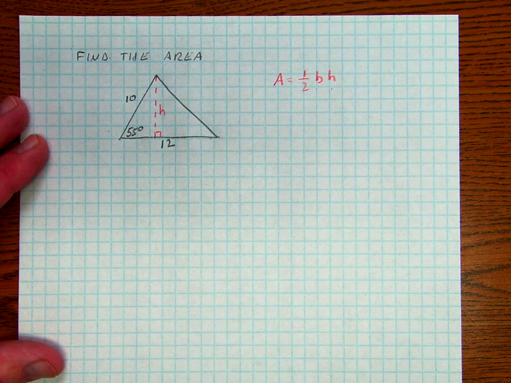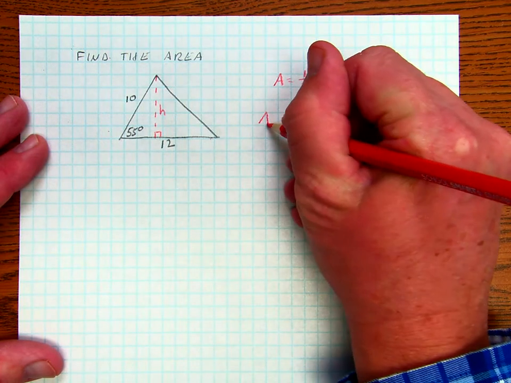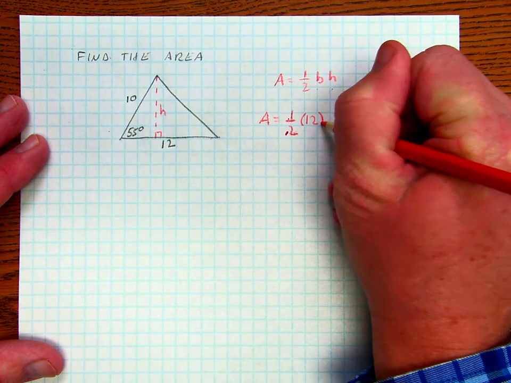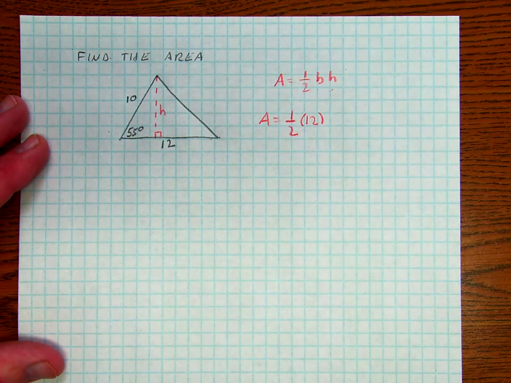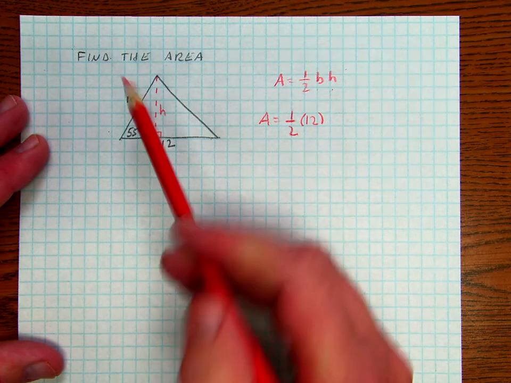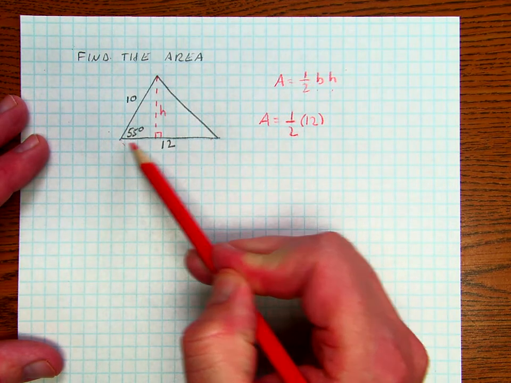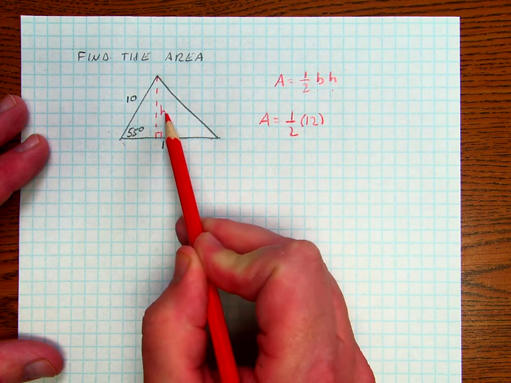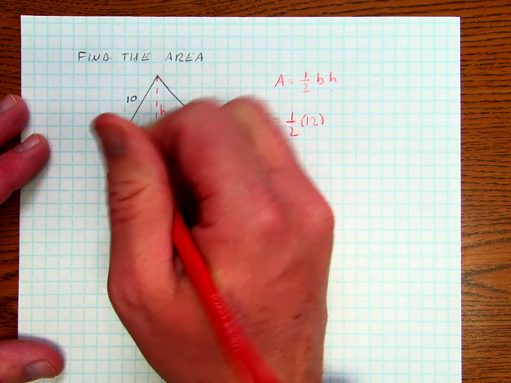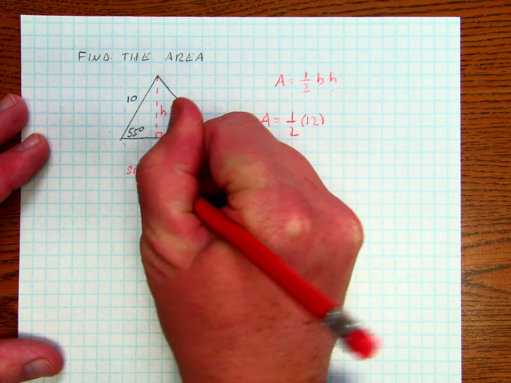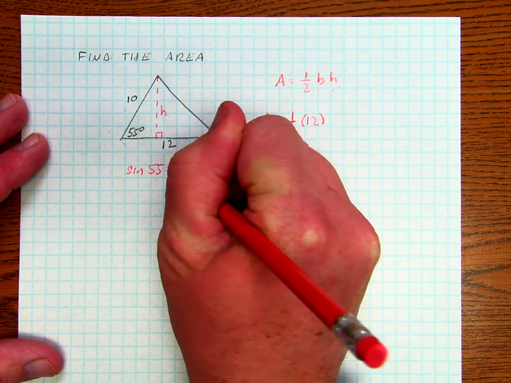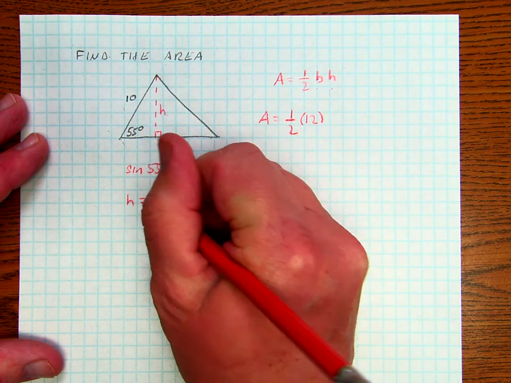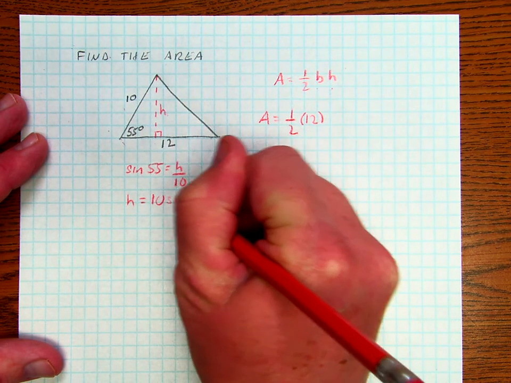So what we're going to do is, a half stays a half. The base is 12. We're going to use some SOHCAHTOA trig in order to get the height. If we look at this triangle on the left-hand side, in relation to that 55, that's the opposite, that's the hypotenuse. So the sine of 55 is equal to h over 10. Or in other words, h is equal to 10 times the sine of 55.